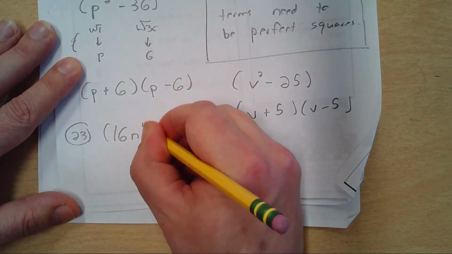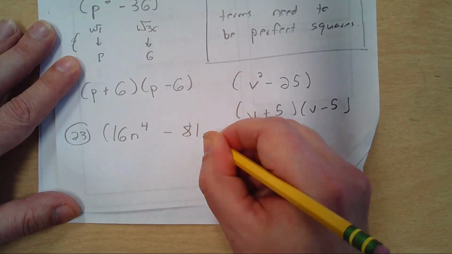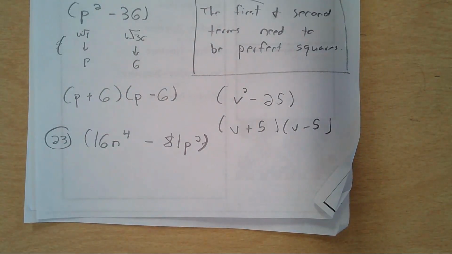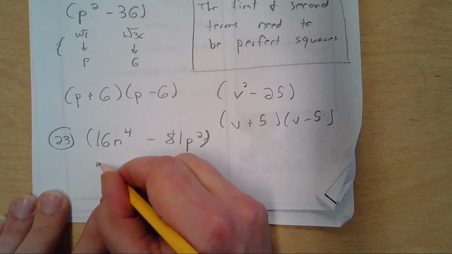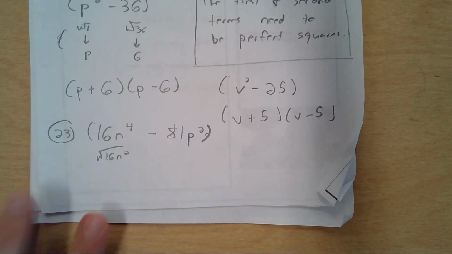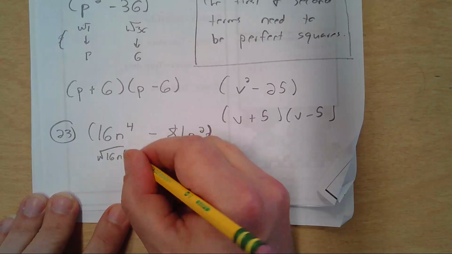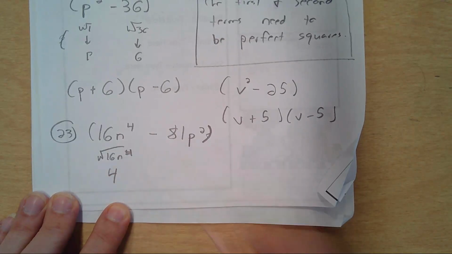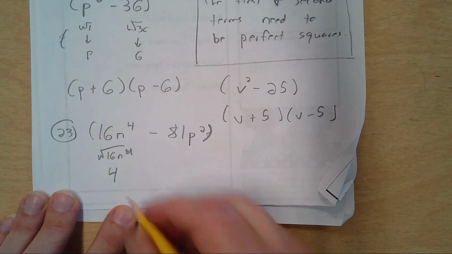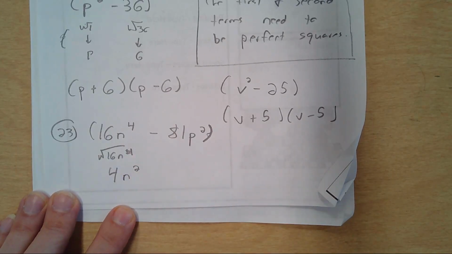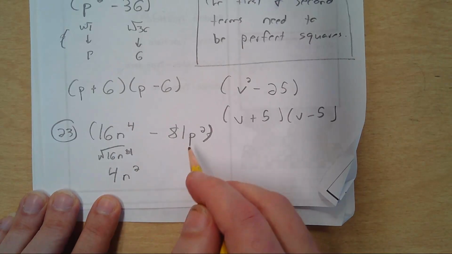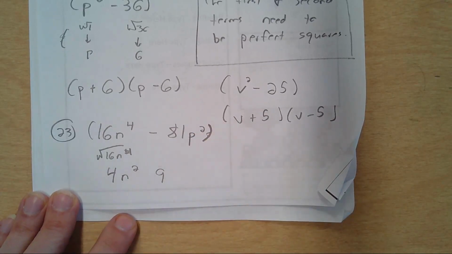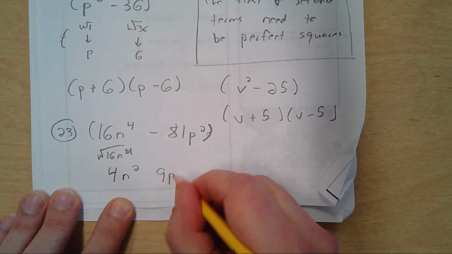So this time, 16n to the 4th minus 81p squared. Does it meet the criteria, yes or no? So over here, if I said, what's the square root of 16n to the 4th? What's the square root of 16? 4. And what's the square root of n to the 4th? N squared. And on the other side, what's the square root of 81? 9. And what's the square root of p squared? P. And there's my answer right there.